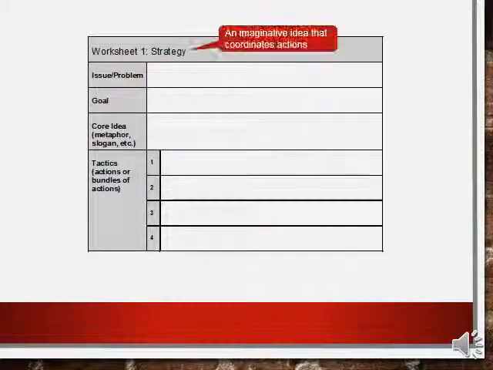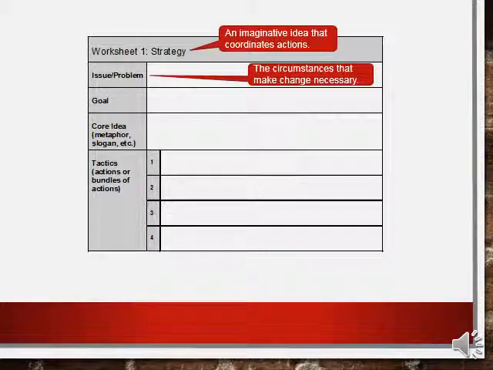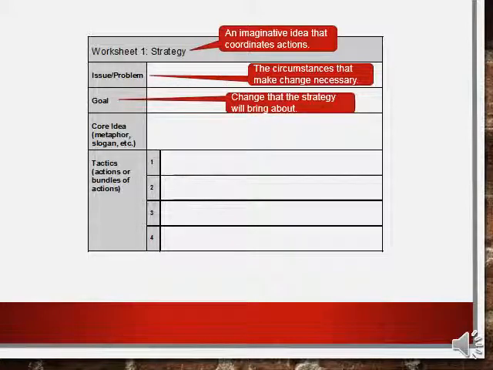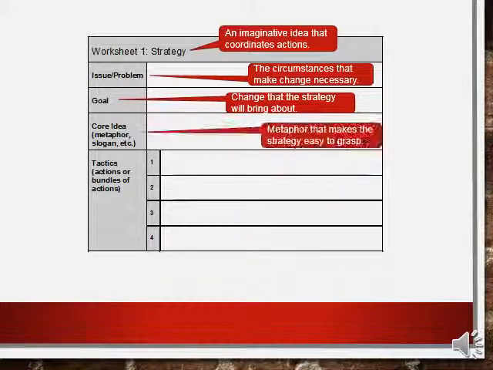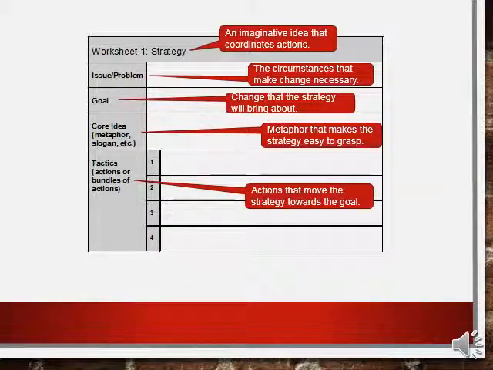First, a strategy is an imaginative idea that coordinates actions. Second, an issue or problem are the circumstances that make change necessary. Third, the goal is a change that the strategy will bring about. Fourth, the core idea is a metaphor that makes the strategy easy to grasp. And 5, tactics are actions that move the strategy towards the goal.